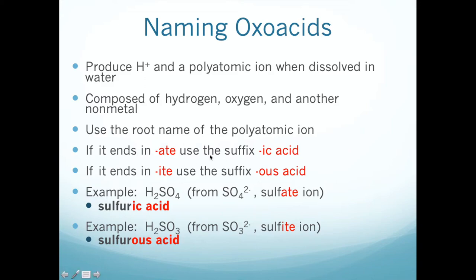Oh, and by the way, if you want to figure out the number of hydrogens you need, just know that since hydrogen has a +1 charge, you're going to need the same number of hydrogens as the number of negative charges on your ion. So sulfuric acid has 2 hydrogens, nitric acid has 1 hydrogen, phosphoric acid has 3 hydrogens, and so on. It corresponds to the negative charge on the ion.